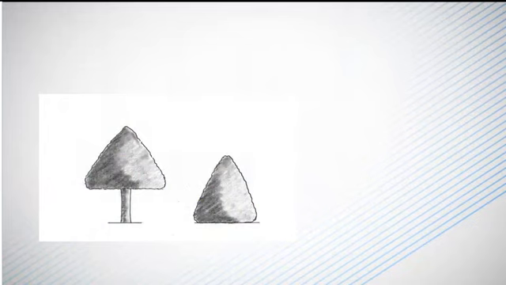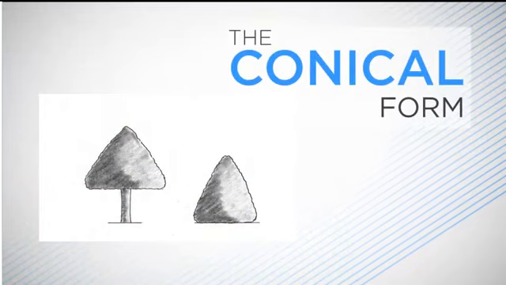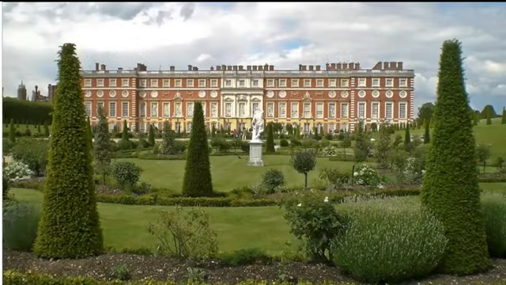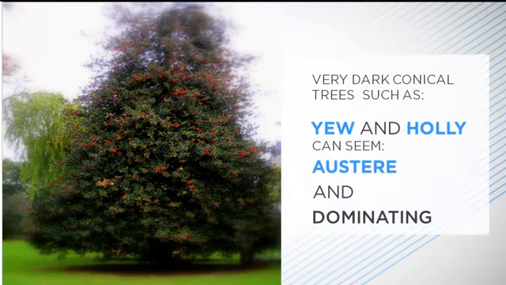The conical form is a fairly formal shape and is seen in many of our conifers. When the form occurs naturally, it is tall and wide. The conical form is more stable and subtle than a columnar shape and can be used as an accent plant in a composition. Very dark conical trees, such as yew and holly, can seem rather austere and dominating.